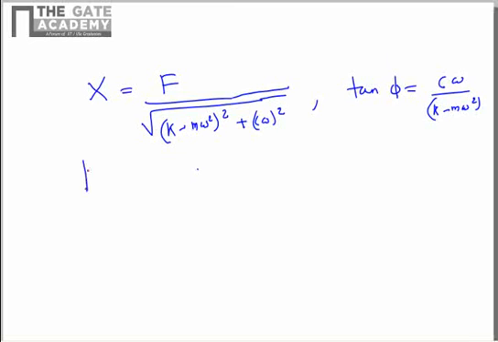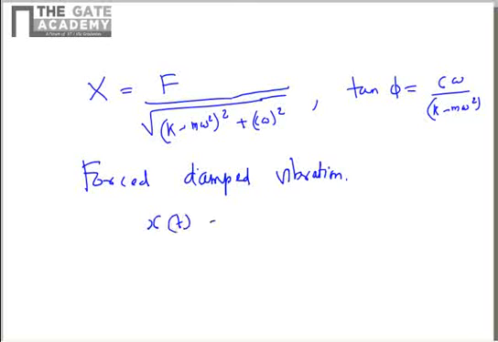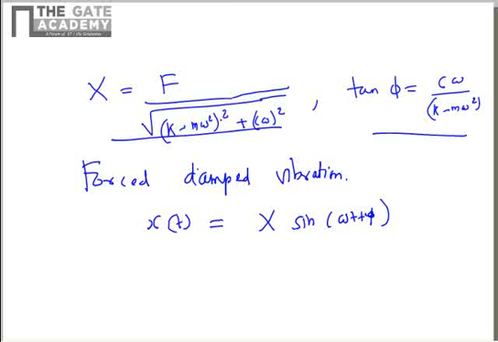So this is the final solution for the forced damped vibration. Here the actual solution, displacement as a function of time, is equal to capital X sine omega t plus phi, and X and phi are given like here by these quantities. You know all of these quantities: you know k, you know m, you know c, you know omega. Omega is the forcing frequency, and F is the amplitude of forcing.